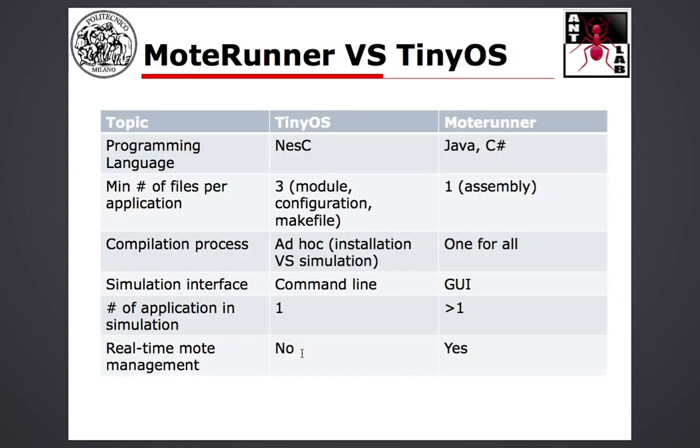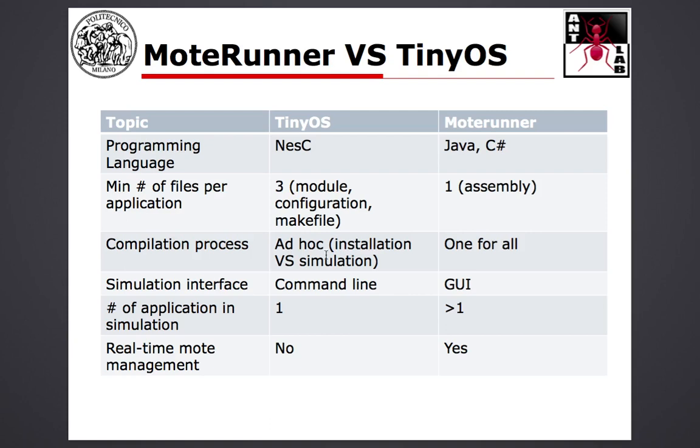Now, in this table, you see the main differences, at least from a high-level point of view, between TinyOS and MoteRunner. We have seen programming language: low level for TinyOS, high level for MoteRunner. Then the number of files that you need to write for building an application. In TinyOS we have to write three files: the module, the configuration, and the makefile, which is very short, but still needed. In MoteRunner, you just need one, which is your Java or C-sharp source code for the assembly. Of course, you can split it into different classes, but the minimum number of files is one.